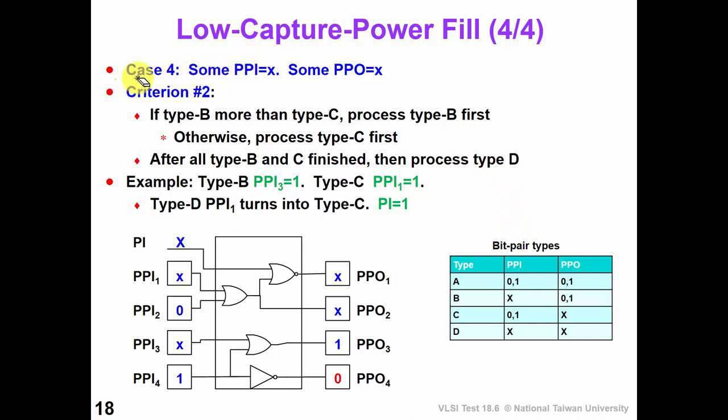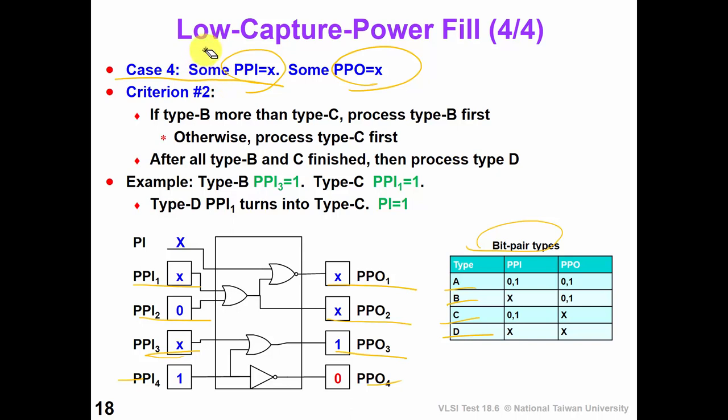In the fourth case, there are some PPI of unknown values, and also there are some PPO of unknown values. In this case, we can characterize the bit pair into four types. In type A, both PPI and the PPO have been decided, so we cannot do anything about it. In type B, PPI is unknown, but PPO is already decided. For example, PPI3 is unknown, but PPO3 is already 1. For type C, PPI is already assigned, but PPO has not been decided yet. For type D, both PPI and the PPO are unknown.